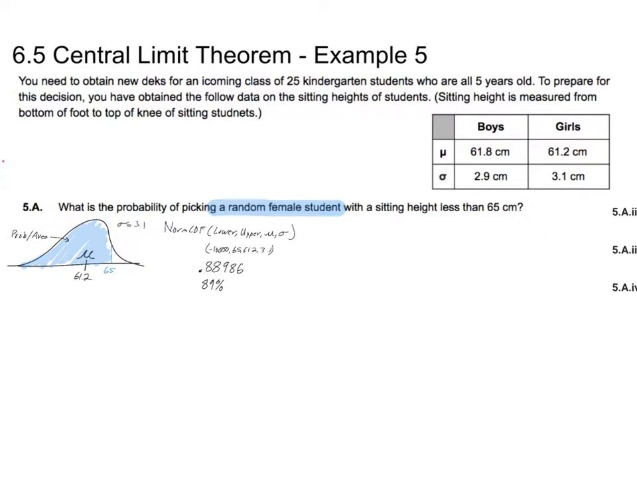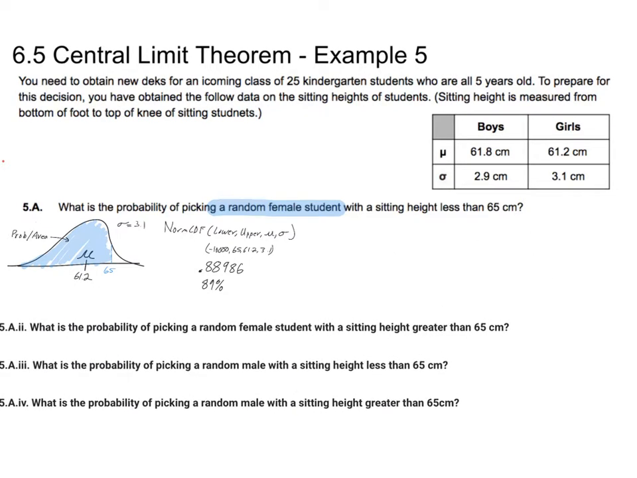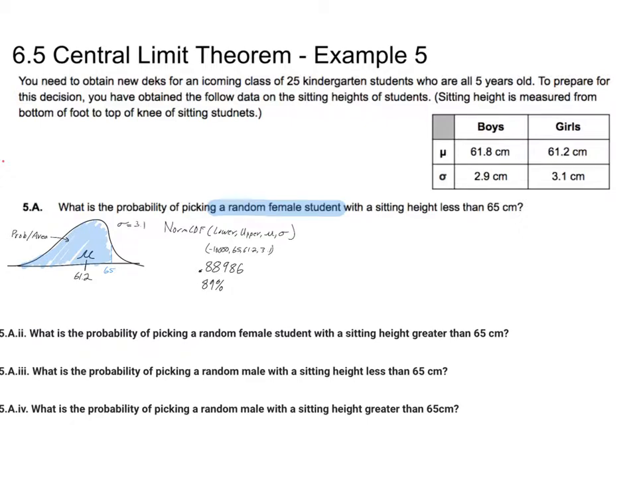Now, if I wanted to expand this type of problem, or ask further questions that ask very similar things, I could write a very similar question. So let's look at this one right here, 5a2. What's the probability of picking a random female with sitting height greater than 65 centimeters?